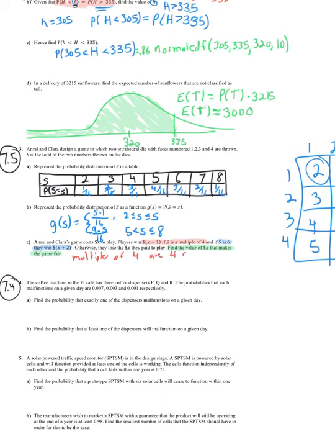Are 4 and 8. So the probabilities of a multiple of 4 are 3/16 plus 1/16, which is 4/16.